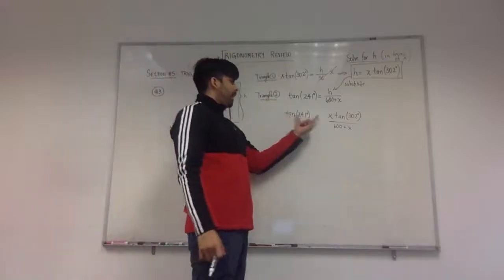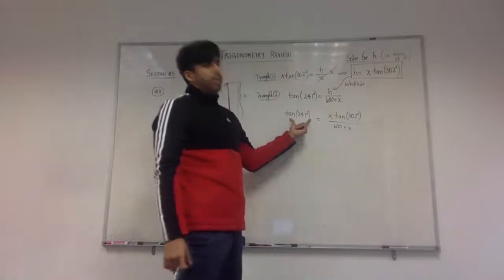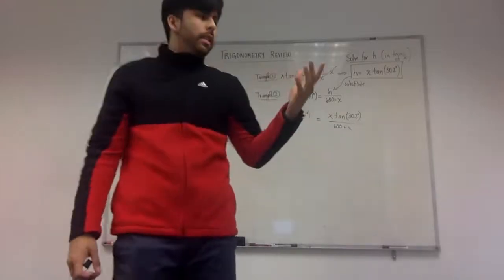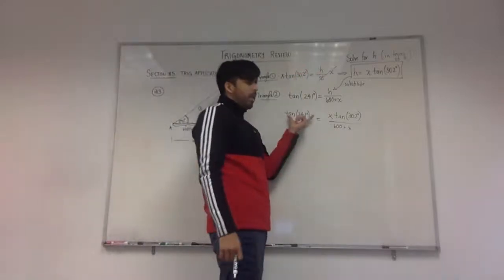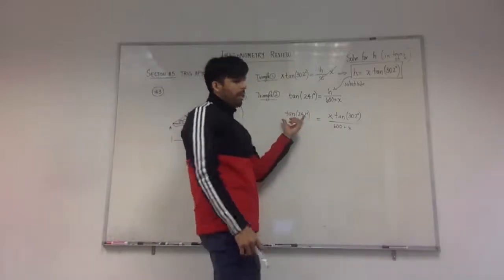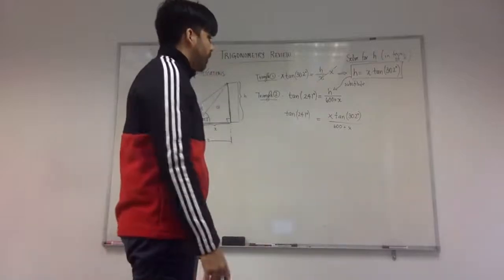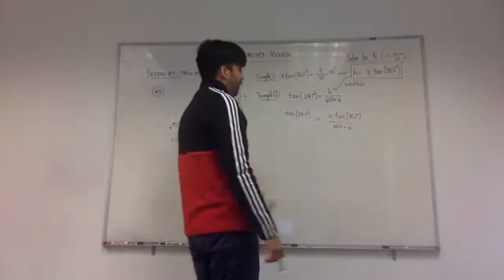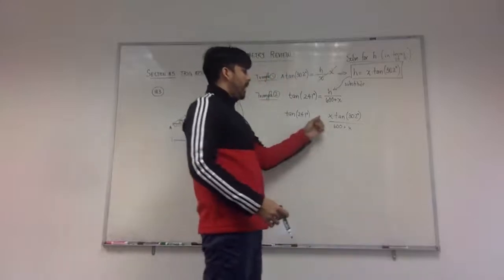And don't get bogged down by what tangent of 30.2 degrees is or tangent of 24.1 degrees is. I know for a fact that this is some value. And for now, I'm just going to keep it in its exact form. I'm going to use my calculator at the end to figure out exactly what x is as a decimal approximation. But for now, I just want to get x by itself. That's all. Now, how do I get x by itself here?